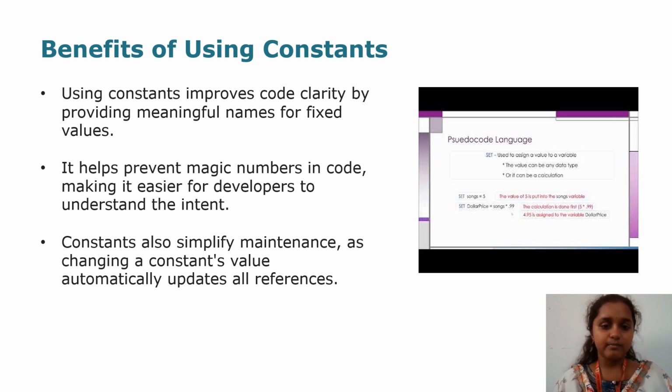It helps prevent magic numbers in code, making it easier for developers to understand the intent. This means the value cannot be changed for the constant. If it is declared as a constant, other values cannot replace it. Constant values will be the same. Constants also simplify maintenance, as changing a constant's value automatically updates all references.